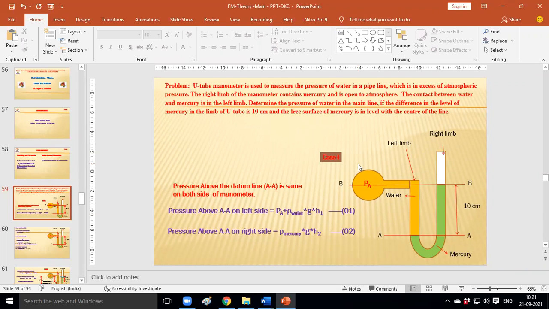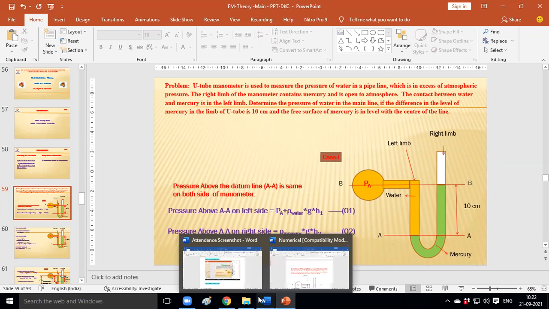Apart from this, which data is mentioned? No other data is mentioned in the numerical. Only this much data is given. If you draw this type of figure correctly, showing the correct datum line, then you get at least 2 to 3 marks. Now, the next part is very simple, it is just the calculation part.